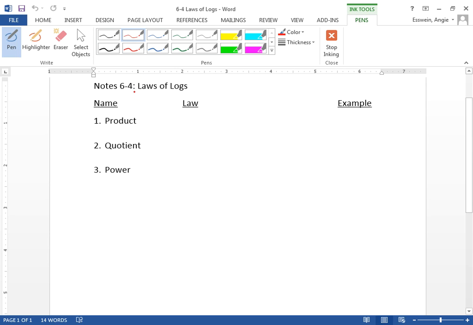There's three laws that you're going to use in order to manipulate and solve these. So the first is called the product rule, and it goes like this. And then I'll show you an example of it.